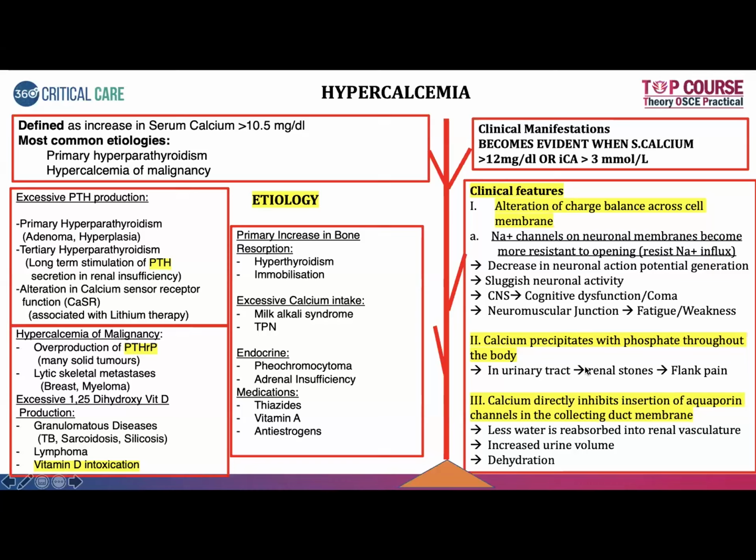Calcium can precipitate along with phosphate throughout the body, anywhere, for example in the urinary tract, resulting in renal stones, flank pain, and all that. Calcium also inhibits insertion of aquaporin channels in the collecting duct membrane. So less water is reabsorbed, there is natriuresis, a high volume of urine is produced, and ultimately dehydration. So these are the effects: one is CNS effects, another is stones, and the third is dehydration.